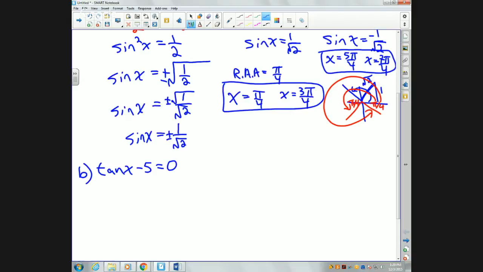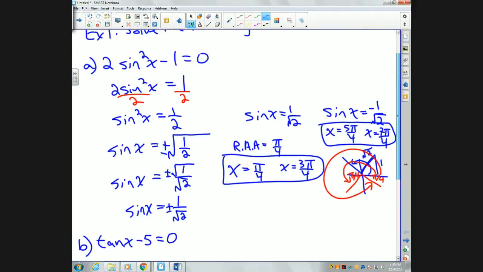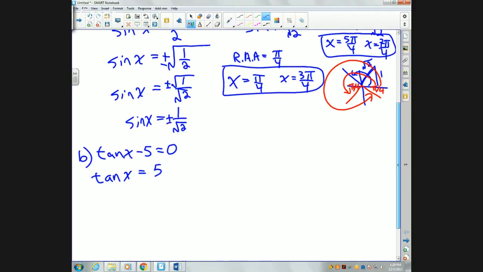All right, let's move on to the next one here. This one maybe looks, I don't know, easier, harder. I think it probably looks easier. There's no squared in it. There's just the two terms. We could make it sine over cos, but we don't have to. I would say let's start by adding 5 to both sides. It's going to be short. We're almost done.